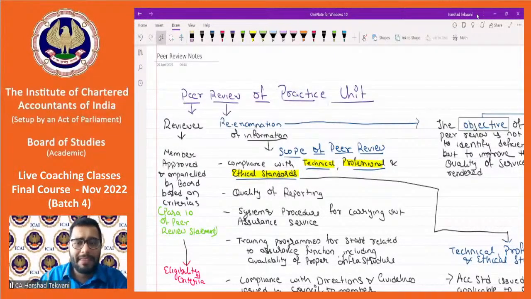Now, there is a specific guideline or detail given with respect to the member unit or practice unit, who are practice unit, and what is basically covered under the practice unit.